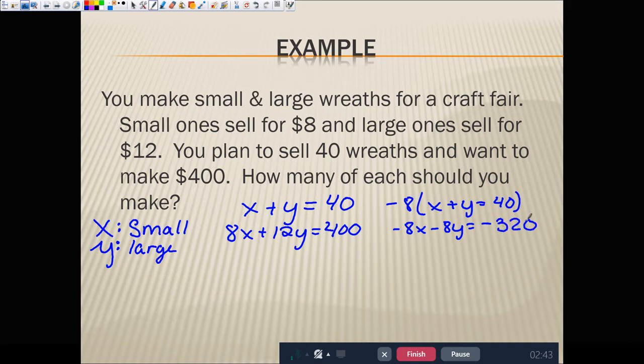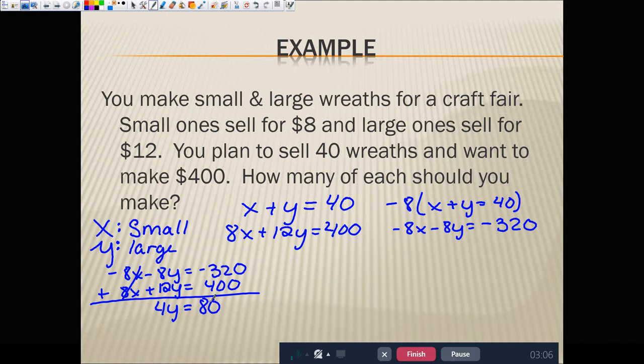Now I'm going to set up my elimination problem by setting up negative 8x minus 8y equals negative 320 plus 8x plus 12y equals 400. Negative 8x and 8x cancel out, leaving me with 4y equals 80. Then we're going to divide by 4. And y is going to equal 20.